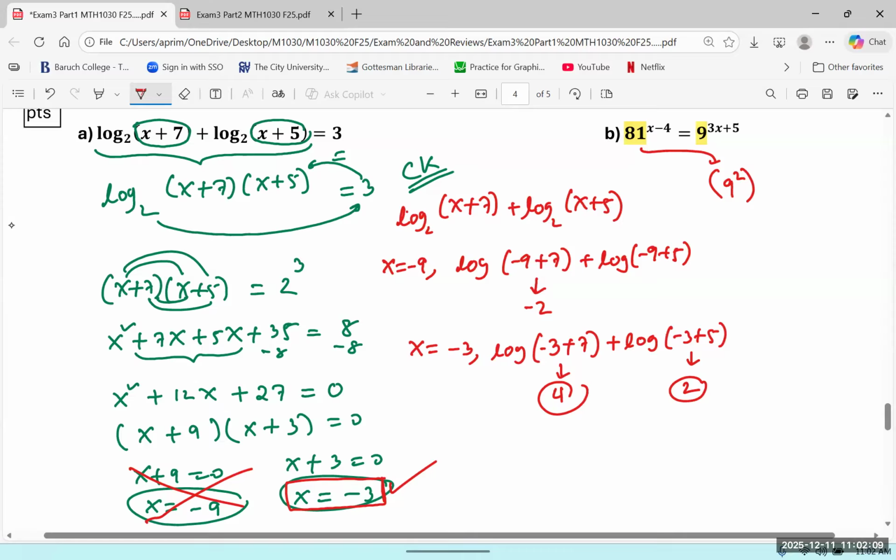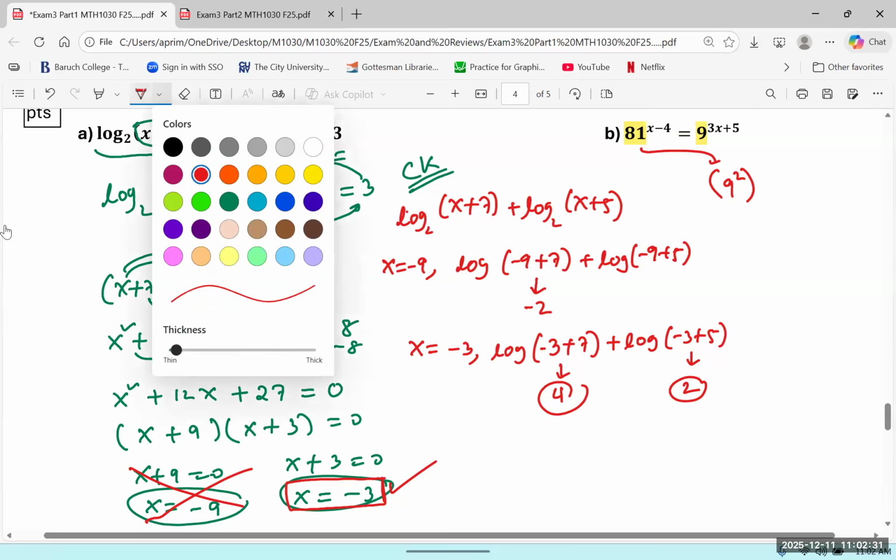Sometimes they both have to be rewritten. So that time you need 3. For example, if I give you, instead of 9, let's say 27, I cannot rewrite 81 using 27. So you have to rewrite 81 and 27, both of them using 3. But here, 9 is fine.